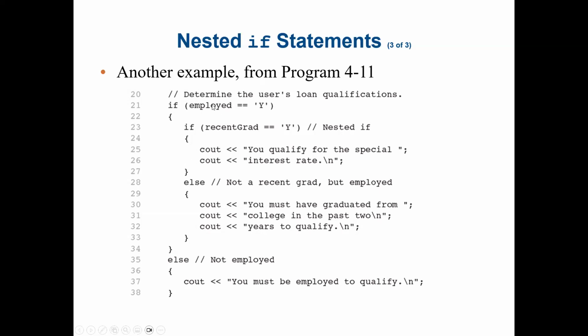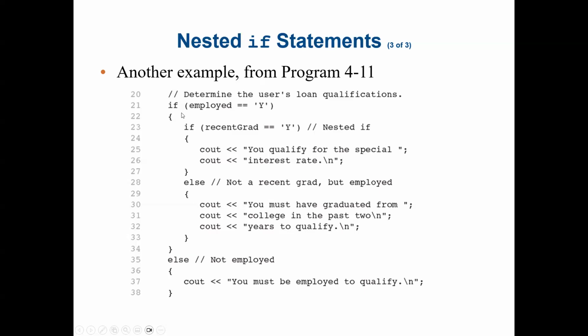So the first condition is true, we check the nested if statement. If it's true, then we print the output here. If it's false, then we print the else: you must have graduated from college in the past 2 years. But again, if it's false, then we come to the last else here: you must be employed to qualify.